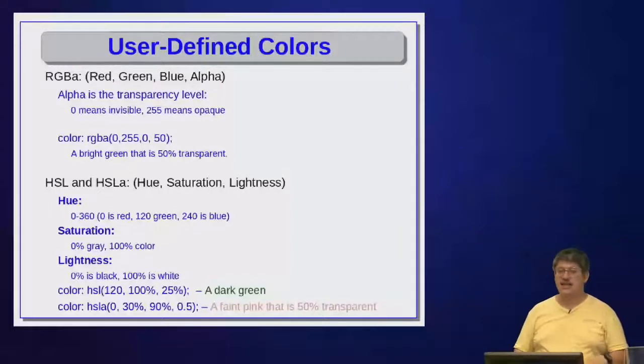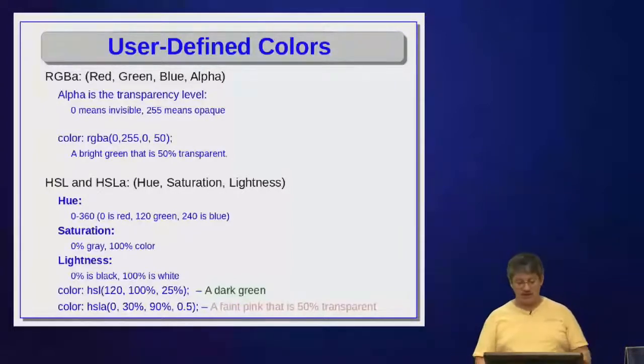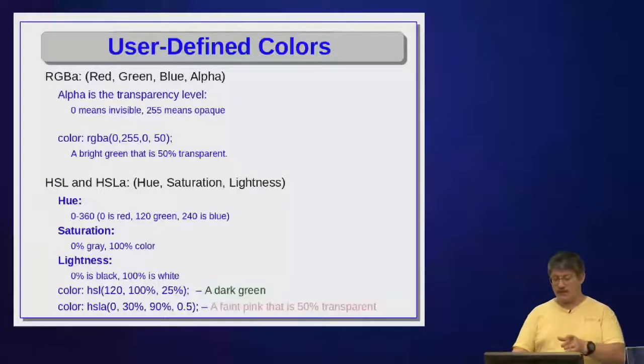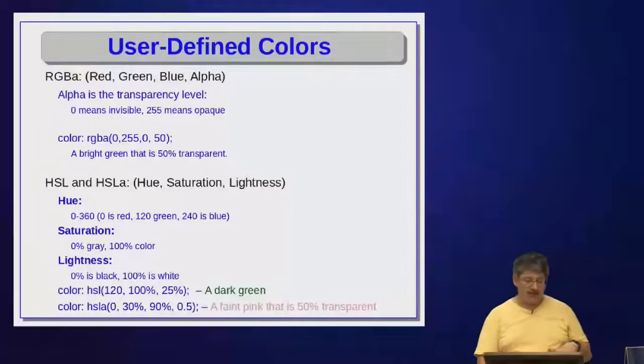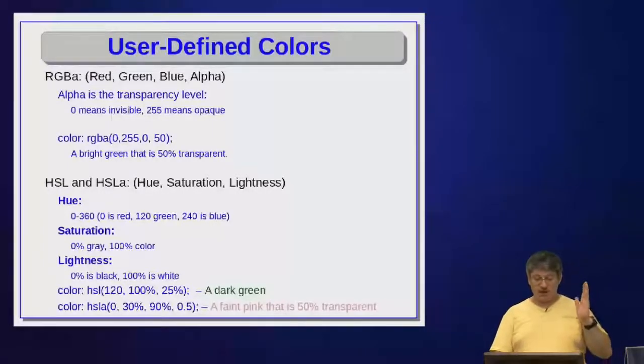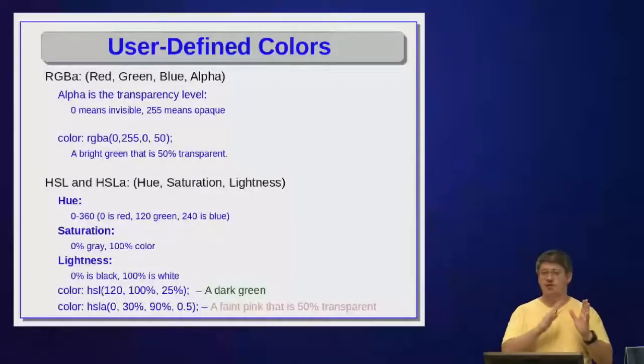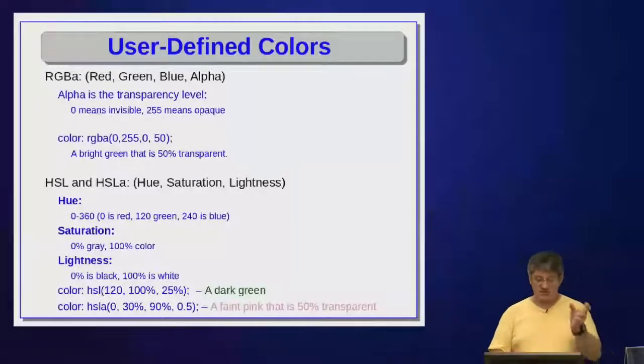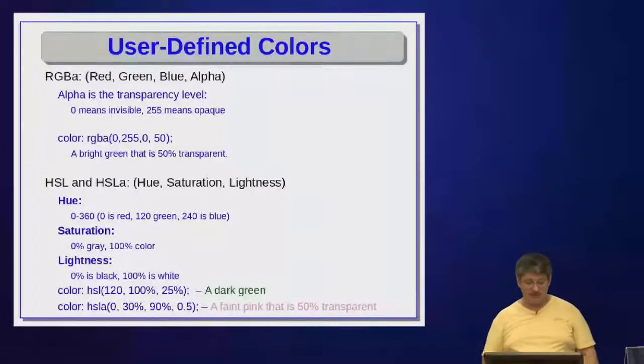On the other hand, I could say HSLA, which is going to have an alpha channel, 0, 30, 90, 0.5, and this would give me a red because this angle is 0, but because it's only 30% saturated, it's not going to be a very vibrant red. It's going to be kind of a grayish red or a pink. So this is how I can get a pink, and I can make it a light pink by making it a 90% brightness pink, and then I can set the transparency to 50% or to 0.5.